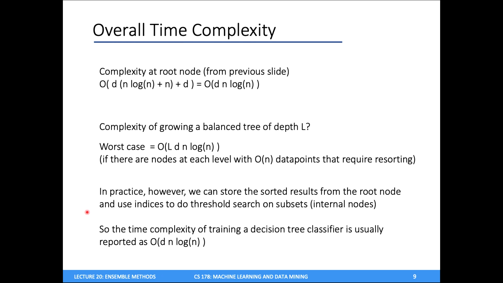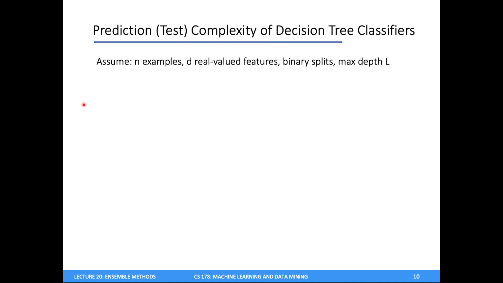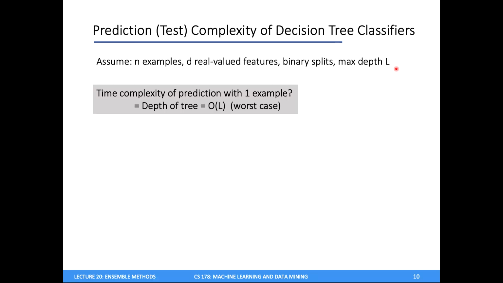Okay, so this is training a decision tree, kind of expensive. But at prediction time, it's actually significantly cheaper. Let's say we just have binary features and a max depth in our tree of L. To make a prediction on a single data point, it's easy enough. We just need to traverse our tree and then return those probabilities in the leaf nodes. So the time complexity for making a single prediction is just on the order of the depth of the tree, which is O of L in the worst case.